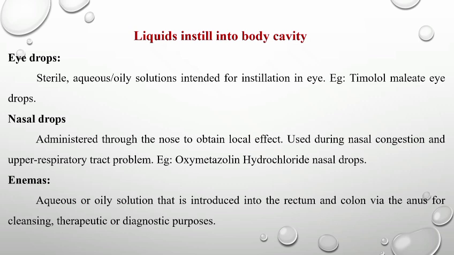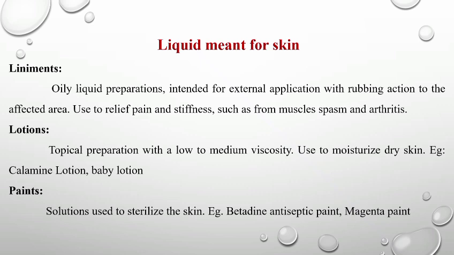Next is enemas. Enemas are instilled into body cavities such as the rectum and colon through the anus for cleansing, therapeutic and diagnostic purposes. And the final one is liquid monophasic, which involves liniments, lotions, paints, etc.